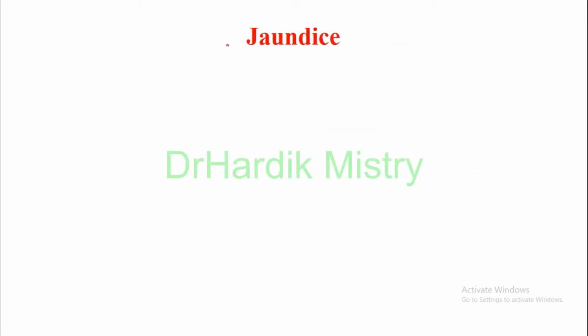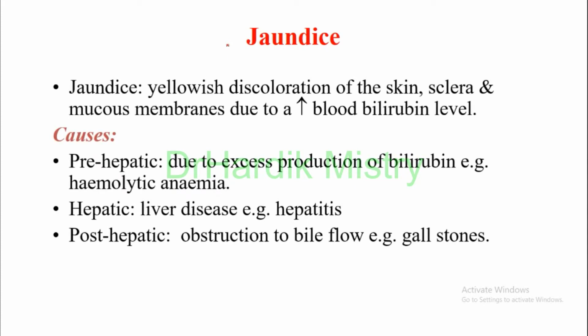Jaundice, which is the applied aspect of this biliary system. What is jaundice? It is the yellowish discoloration of the skin, sclera and mucous membrane, which is due to increased blood bilirubin level. So there are three types of jaundice: pre-hepatic jaundice, hepatic jaundice and post-hepatic jaundice.